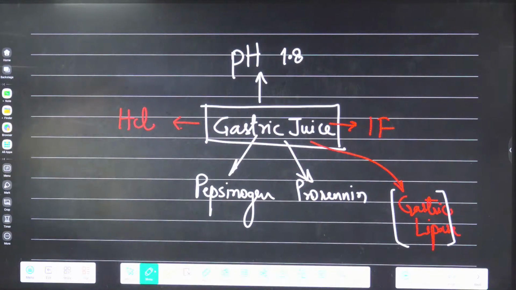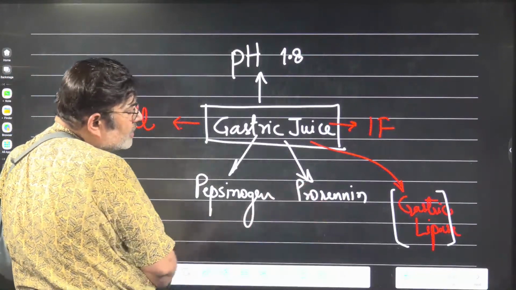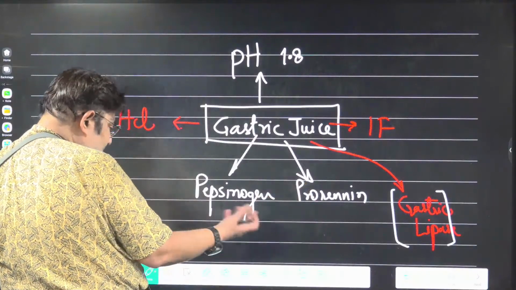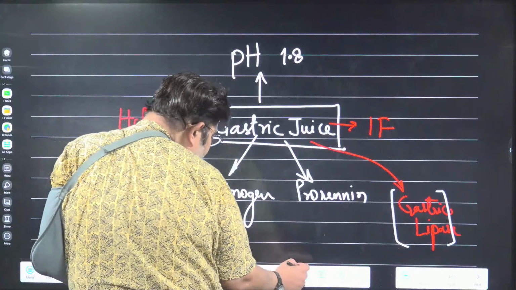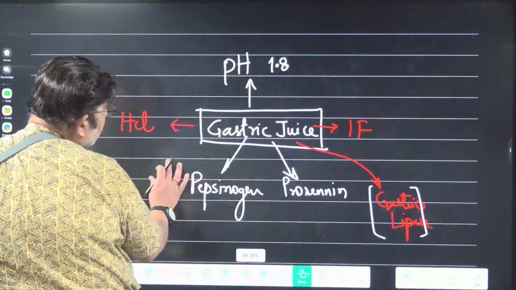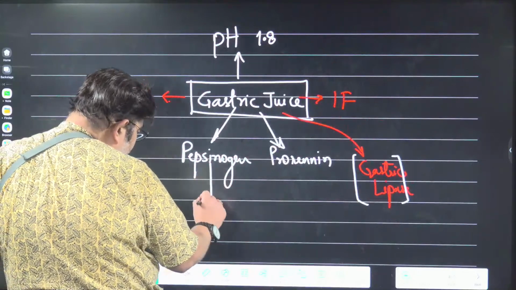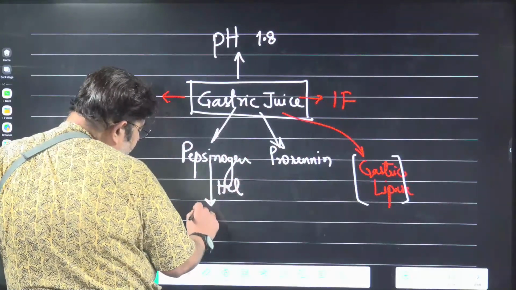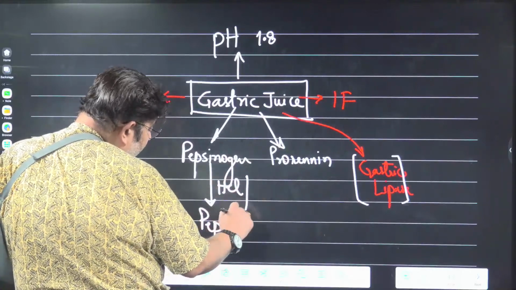Which of the following is also found in the gastric juice? Pepsinogen, prorenin, gastric lipase, or all of the above? Answer will be all of the above. Pepsinogen and prorenin are inactive enzymes, and lipase does not need to be inactive, as it is produced in the active form. Pepsinogen is activated into pepsin by hydrochloric acid, and this pepsin is also autocatalytic.